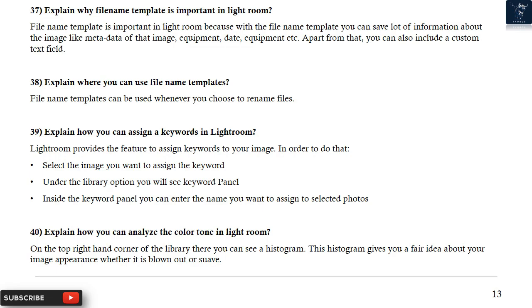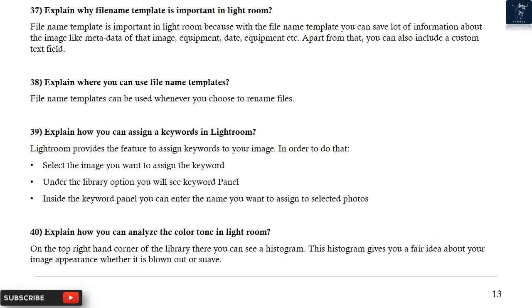39. Explain how you can assign keywords in Lightroom. Lightroom provides the feature to assign keywords to your image. In order to do that, select the image you want to assign the keyword. Under the library option you will see keyword panel. Inside the keyword panel you can enter the name you want to assign to selected photos.